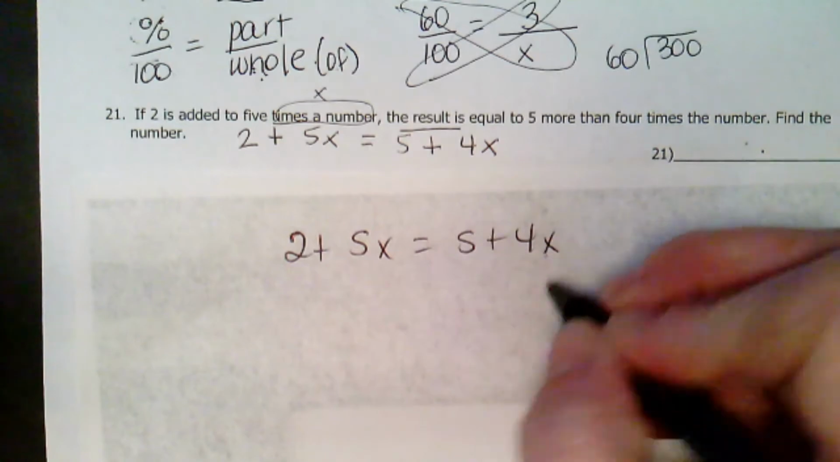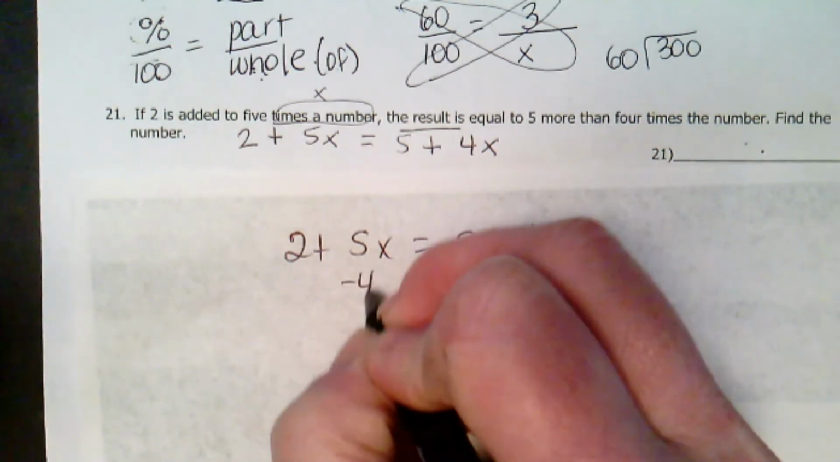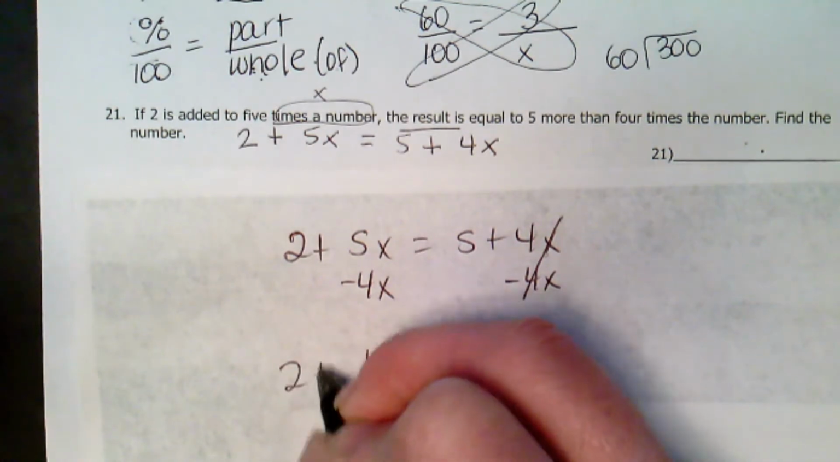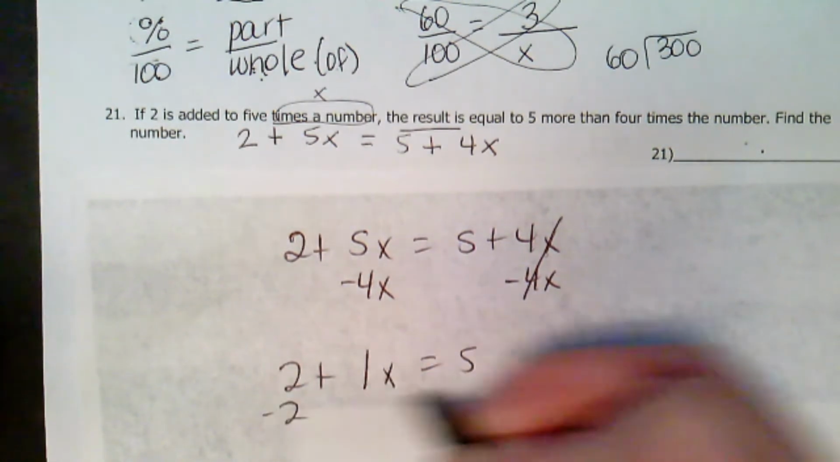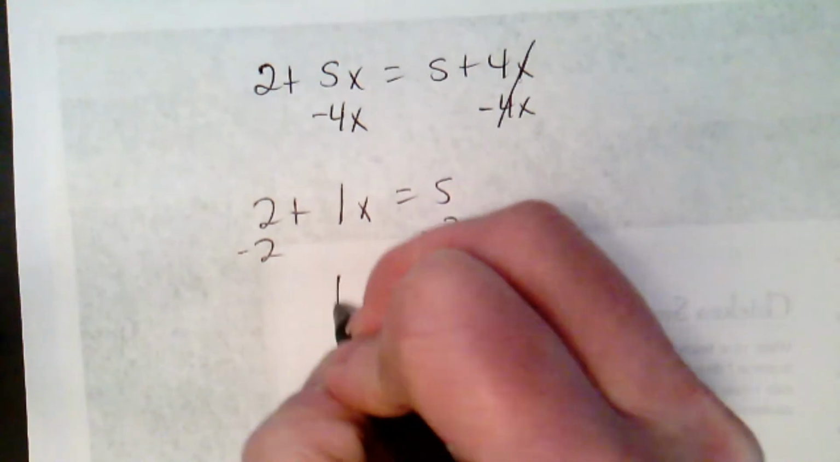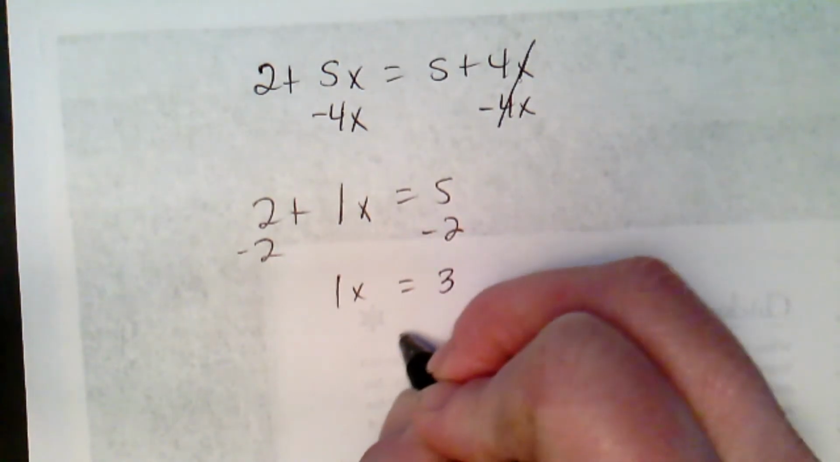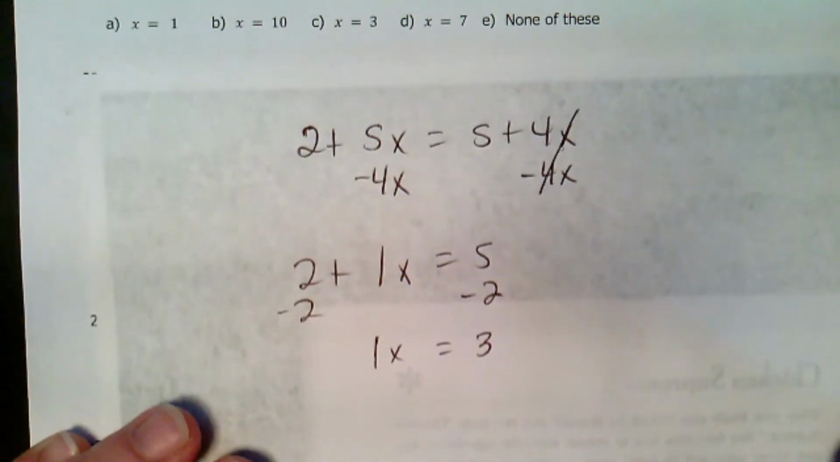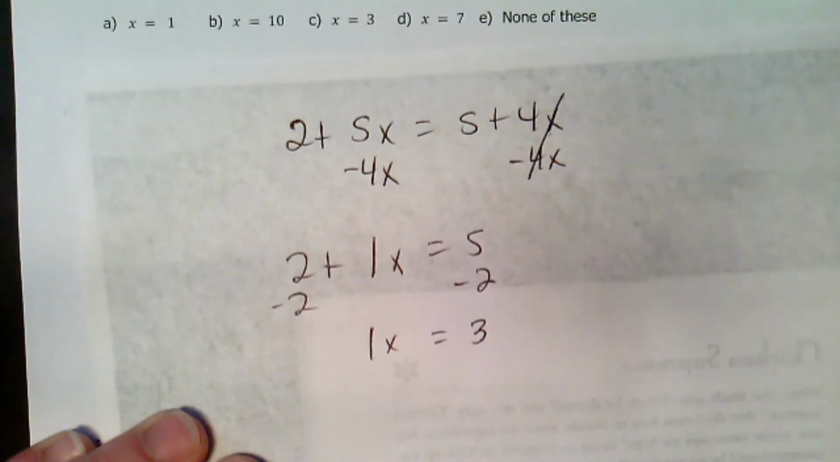So I have x's on both sides. Choose a side to get rid of them on. Gone. Minus 2, minus 2. So 1x is 3. So that would mean that C is our answer.